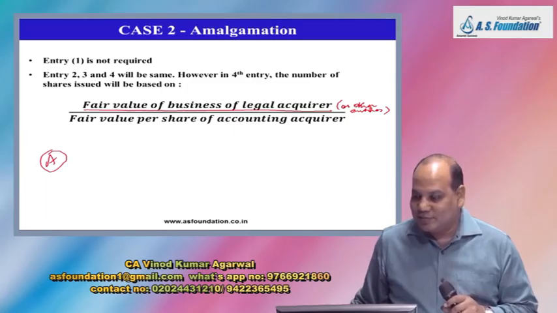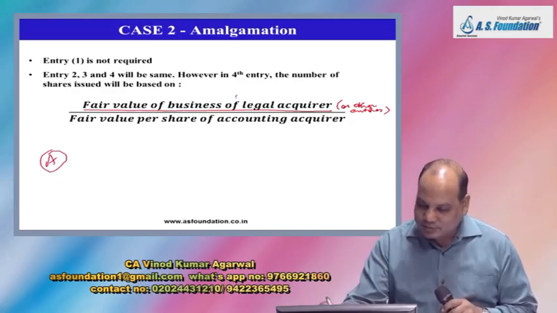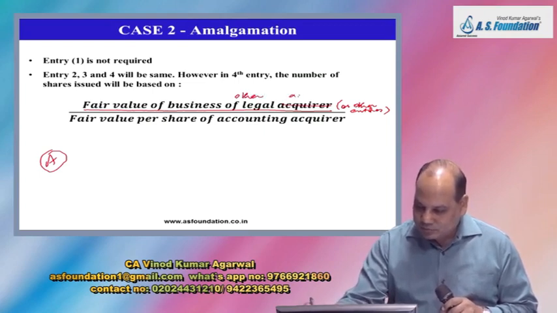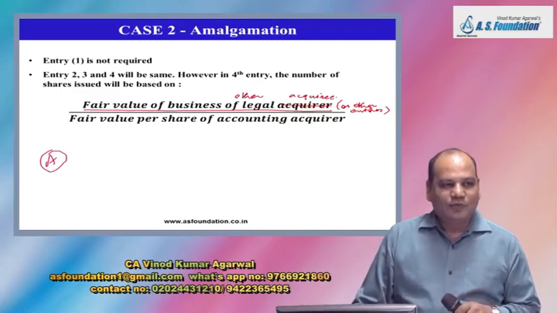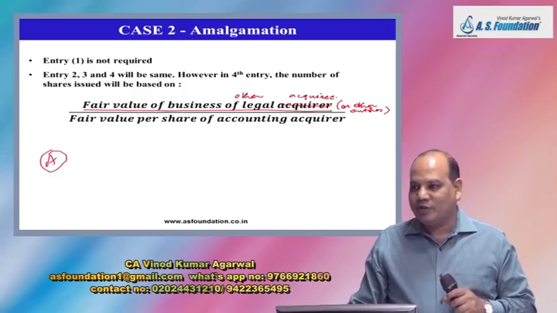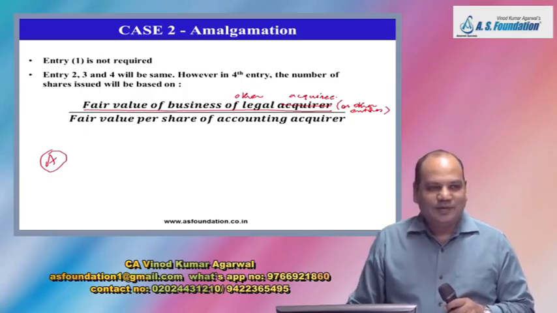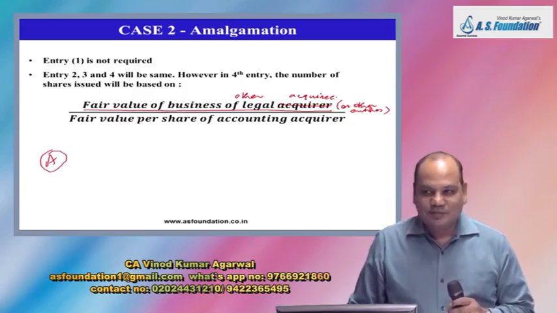Divide by, okay, we'll come back to this. First write down fair value of business of other legal acquiree, write down. Am I right? Other legal acquiree. These formulas are not official formulas, okay? These are our creativity, teacher's creativity.